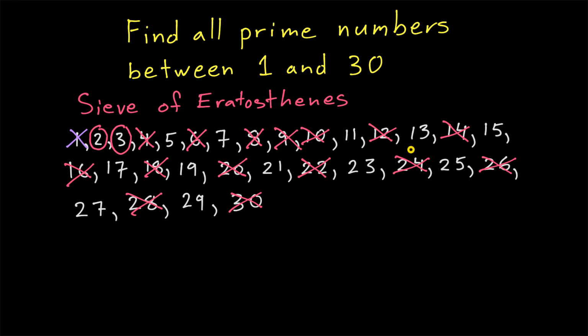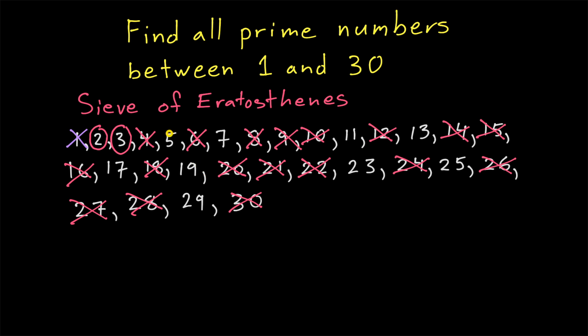It's already crossed out. 1, 2, 3, 15. Cross that out. 1, 2, 3, 18. Cross that out. 1, 2, 3, 21. Cross that out. 1, 2, 3, 24. Cross that out. 1, 2, 3, 27. Cross that out. 1, 2, 3. Well, 30 is already crossed out.